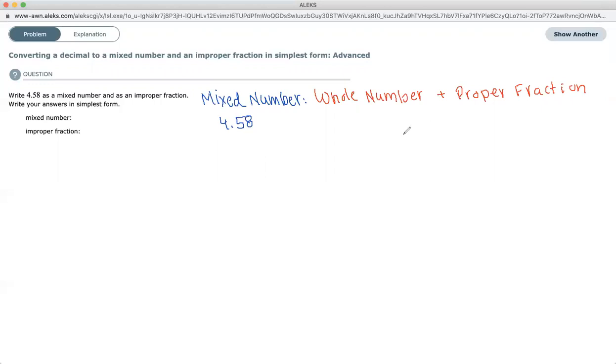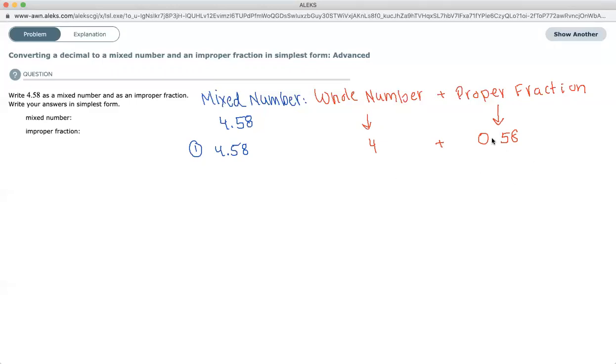And there are two ways of going about this. For the first method, I can identify what the whole number is. In 4.58, or for any decimal, the whole number will always be the digits to the left of the decimal. So our whole number is 4. Then what is left is the decimal part, 0.58. So I took our decimal 4.58 and separated it as 4 plus 0.58. Our proper fraction will come from the 0.58 part.